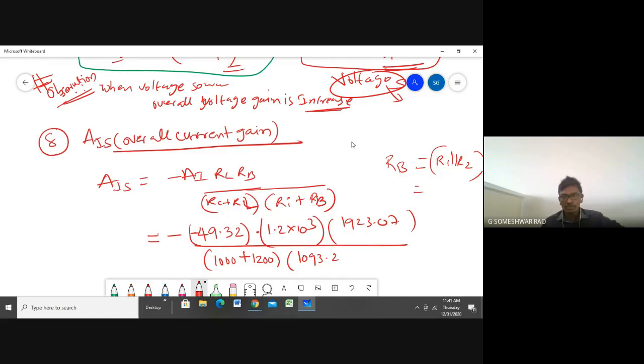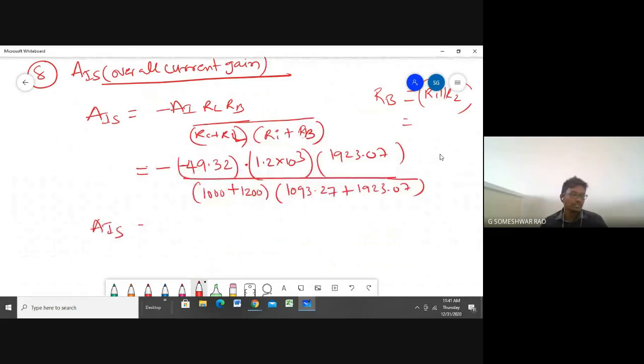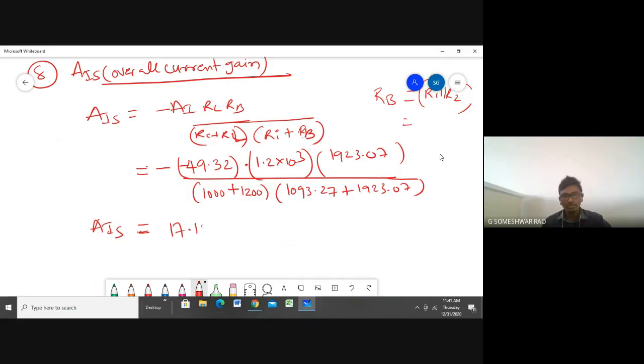1093.27 plus RB value is 1923.07. Tell me this value, how much you got. So this is what AIS is. What is AIS? Plus and this 10 power 3, 17.15. 17.15. So this is the final answer, and in this way we need to calculate all the parameters. Am I correct, sir?